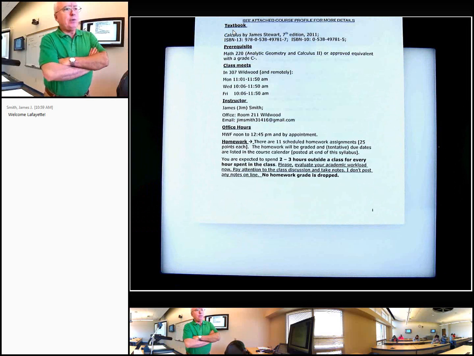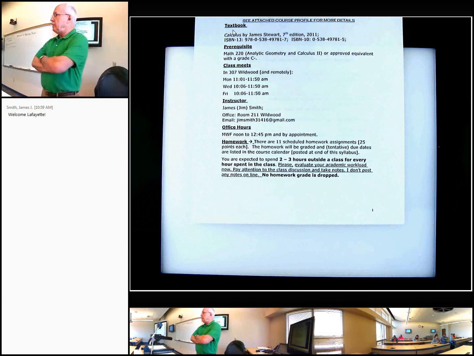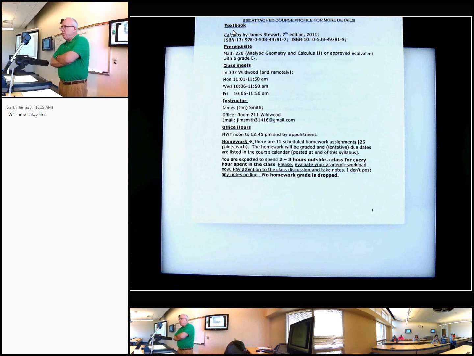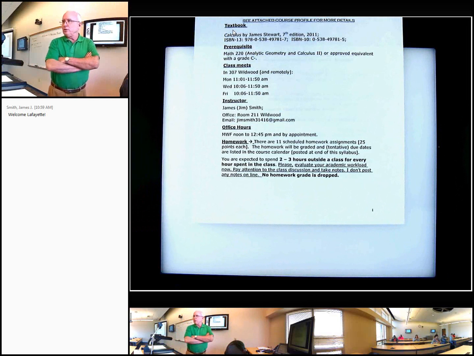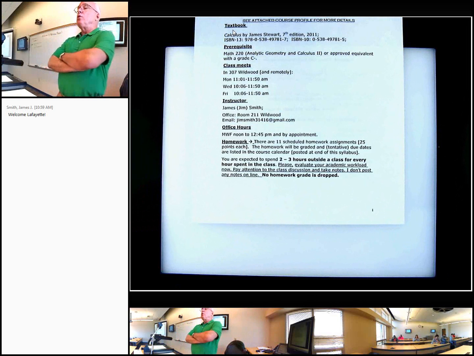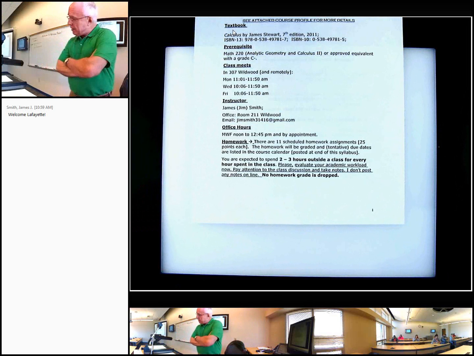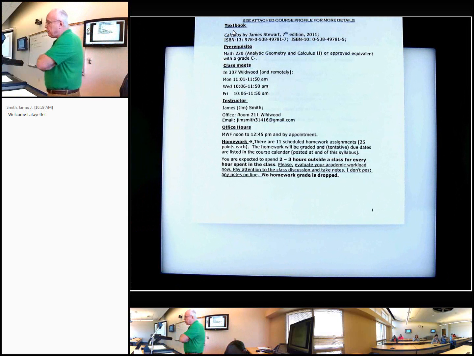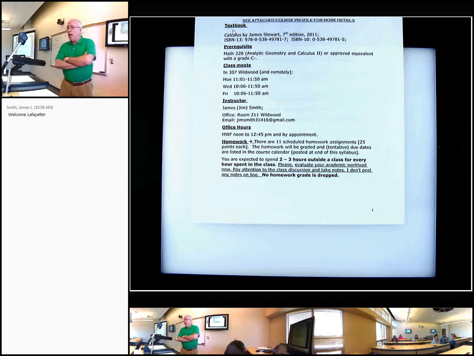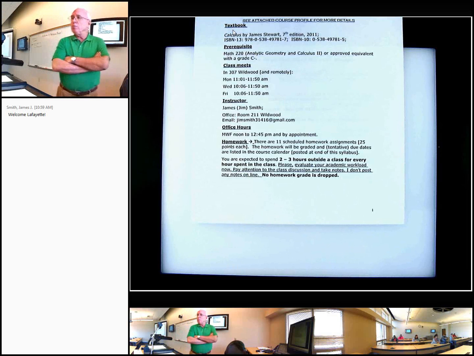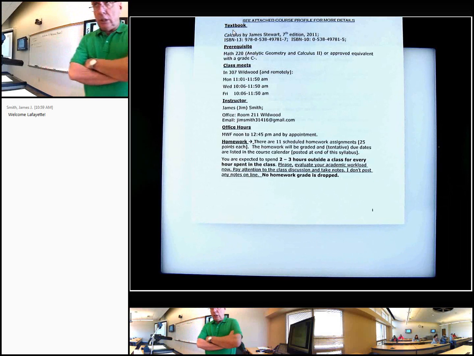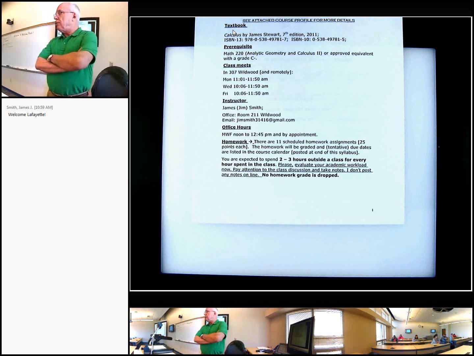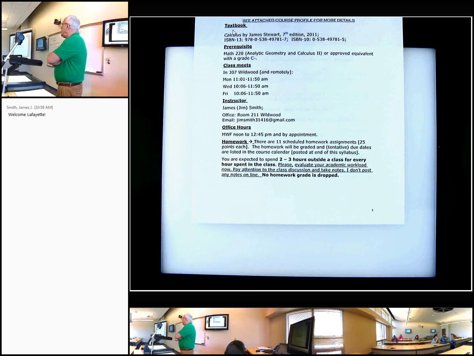Homework, right now I'm planning on 11 homework assignments. For those of you who took this class last semester, you'll notice that the points for the homework have increased. I'm now going to have each homework assignment be worth 25 points. The reason is that doing the homework is really important to grasping the material. So the only way I thought of doing that was to up the ante a little bit as far as the points that the homework is worth.